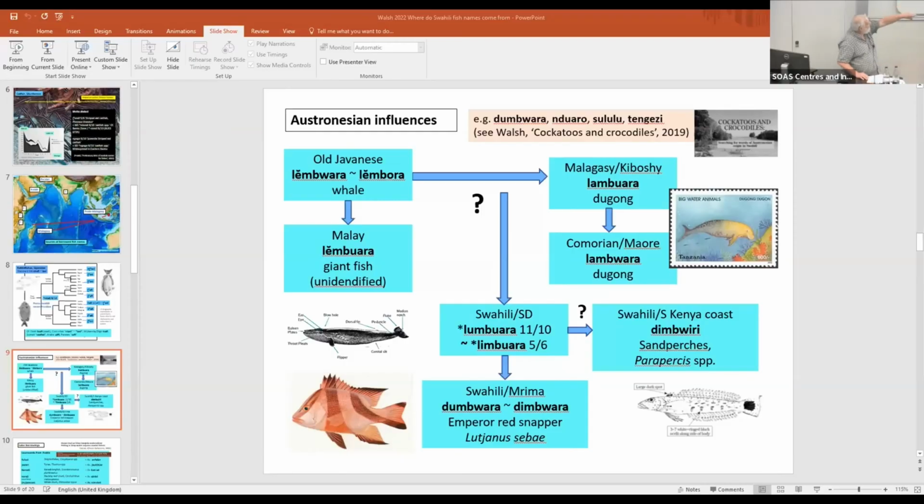And in the process, the meaning of this word has changed as it's moved into Malagasy, where it now refers to dugongs, to those marine mammals. But in the Swahili dialect, it still refers to this big fish, the emperor red snapper, which can be quite big in size.